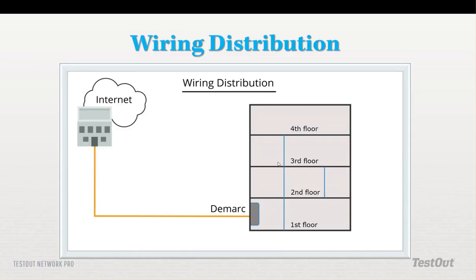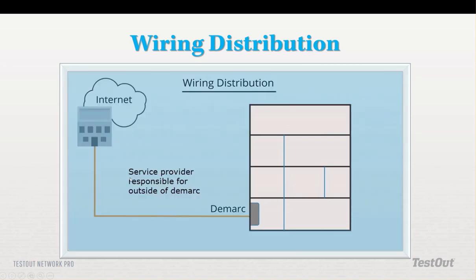Wiring distribution. Again, this is a demarc. Everything comes and starts here and goes out to the internet here. Then here you're going to have cables that link the different floors. And again, the service provider is responsible outside of the demarc. You're responsible inside the demarc.